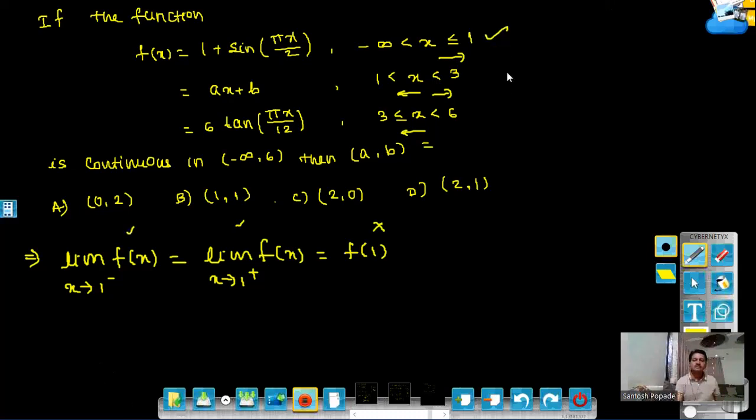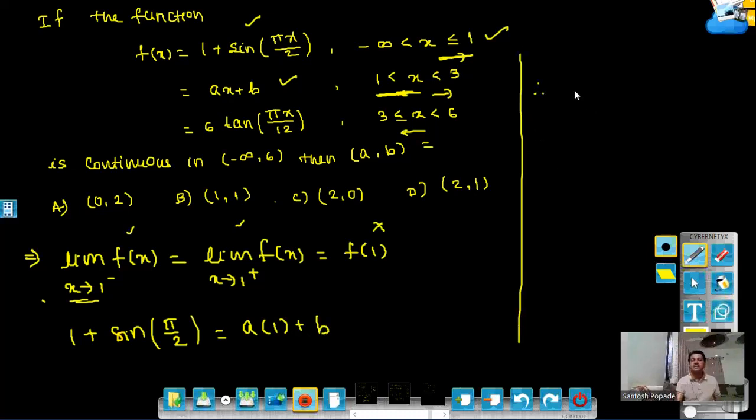Okay, so let us first find the left hand limit as x tends to 1. The first one is the formula for the left hand limit, and by putting x tends to 1 there directly, I will get 1 plus sine of pi by 2. And the right hand limit can be obtained by using the second function, and it is given by a into 1, meaning a plus b. So I got here a plus b equal to 1 plus sine pi by 2. Sine pi by 2 is 1. So you are getting a plus b equals 1 plus 1, which is 2. So this is your first equation.